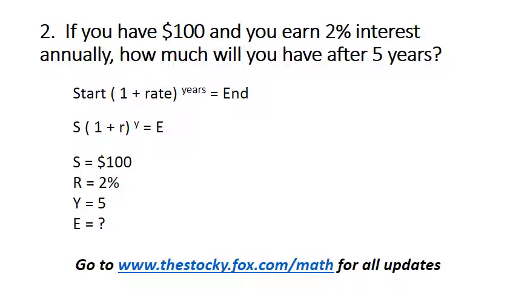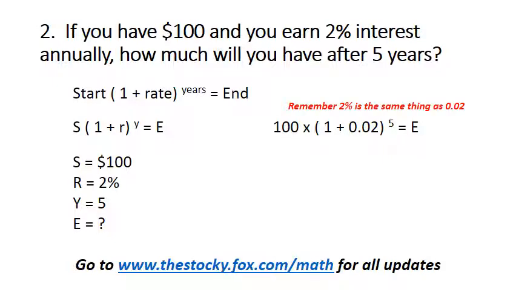Now let's look at all these variables, and what do we know? We know S is $100, we're starting with $100. We know R is 2%, we know Y is 5 years, and we don't know E. We can plug all those numbers into the equation, and we get 100 times (1 plus 0.02) raised to the 5th equals E. As an aside, a few of you asked on today's test, where's the percentage button on your calculator? You don't need a percentage button.